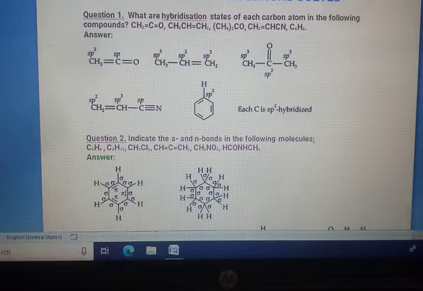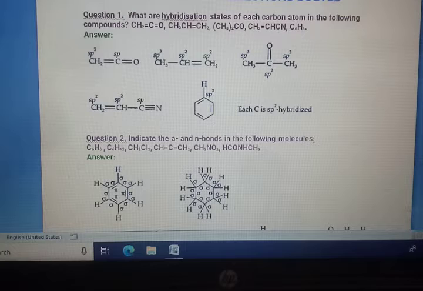What are the hybridization states of each carbon atom in the following compounds: CH2=C=O, CH3CH=CH2. First of all, you have to just draw the structure of these compounds as it is represented. You can see on the screen CH2=C=O. You have to just find out the hybridization of the carbon atoms.